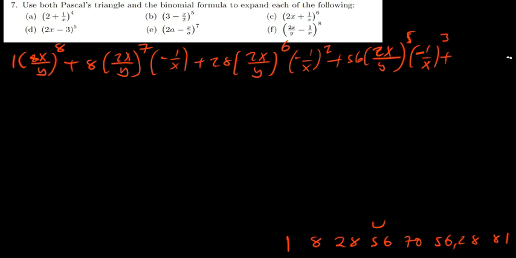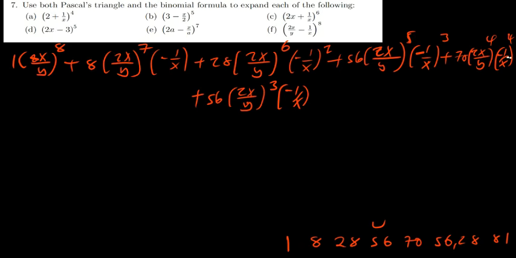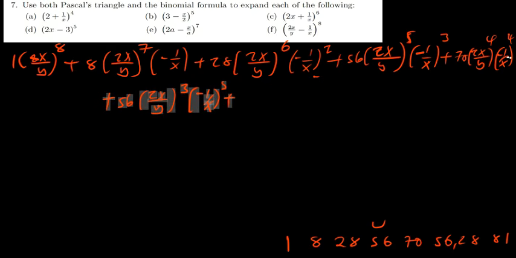plus the other one is 70. So 70, then we have 2x over y raised to the power 4. The other one, negative 1 over x raised to the power 4, plus I also have 56 again, so it will be 2x over y raised to the power 3. Then the other one, 1 over x raised to the power 5. Then plus the other one should be, so this one I will not have enough space this side. I shift this one here.